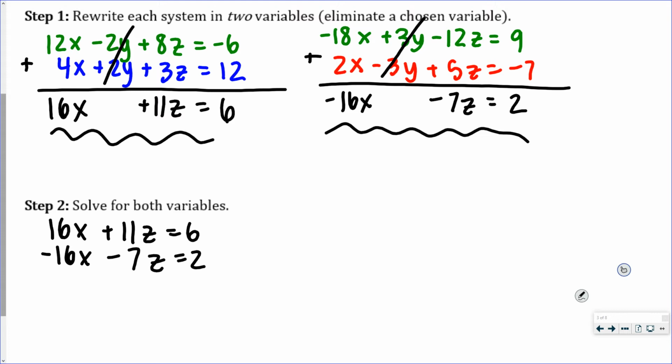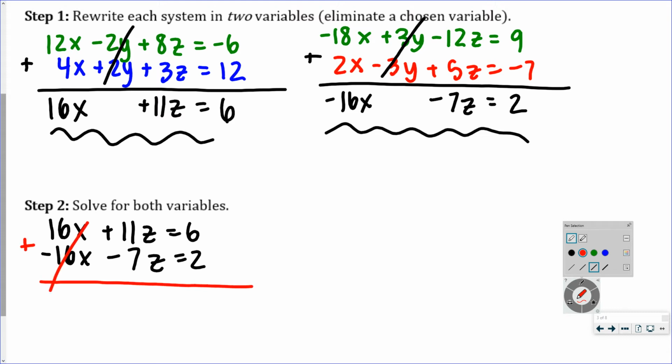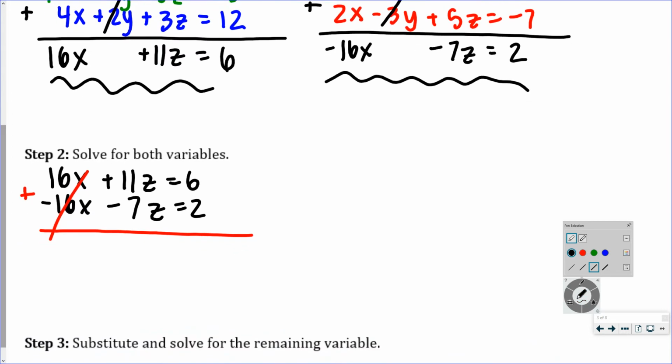That's not always going to happen, okay? You might get 5x plus 11z equals 6 and negative 16x minus 7z, and then you'd have to times them both by something, okay? This isn't always going to happen where they're set up already for elimination. In this case, I just wanted to kind of pick an easy one. This is already set up for elimination for us because these x's are opposites. So here I have 4z equals 8, and now I can solve for z.